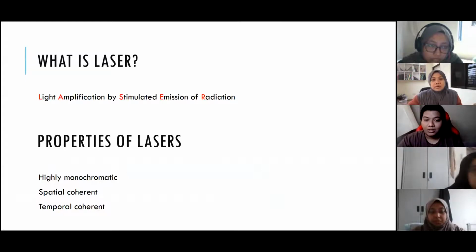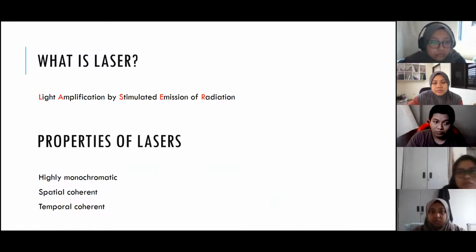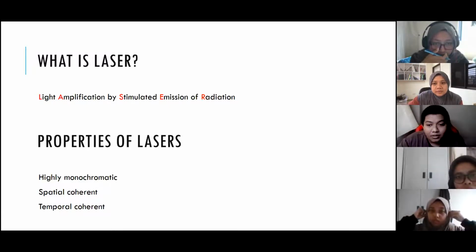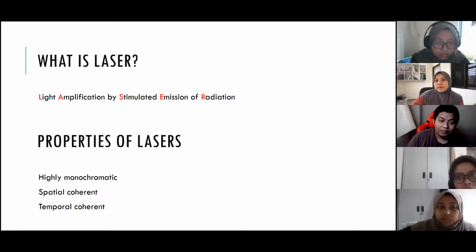So laser is light amplification by stimulated emission of radiation. So these are two key points that we need to remember: light amplification and stimulated emission. And so what are the properties of laser? There are three basic properties of laser.